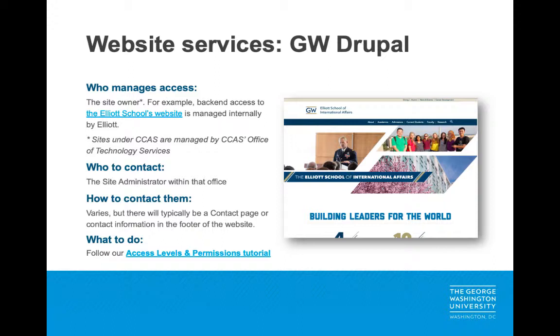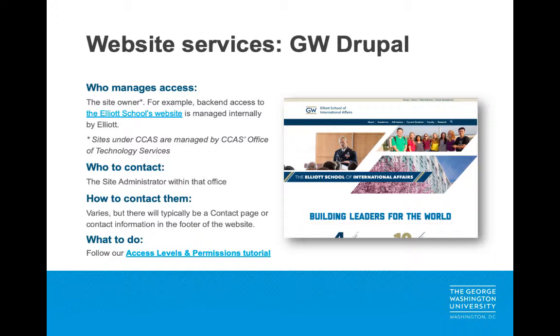The one exception to this rule, sorry, I forgot the word, is sites that fall under the Columbian College of Arts and Sciences. Back-end access for all CCAS websites is actually managed by their Office of Technology Services. So you would have to reach out directly to Columbian College's OTS office to get back-end access to those sites.